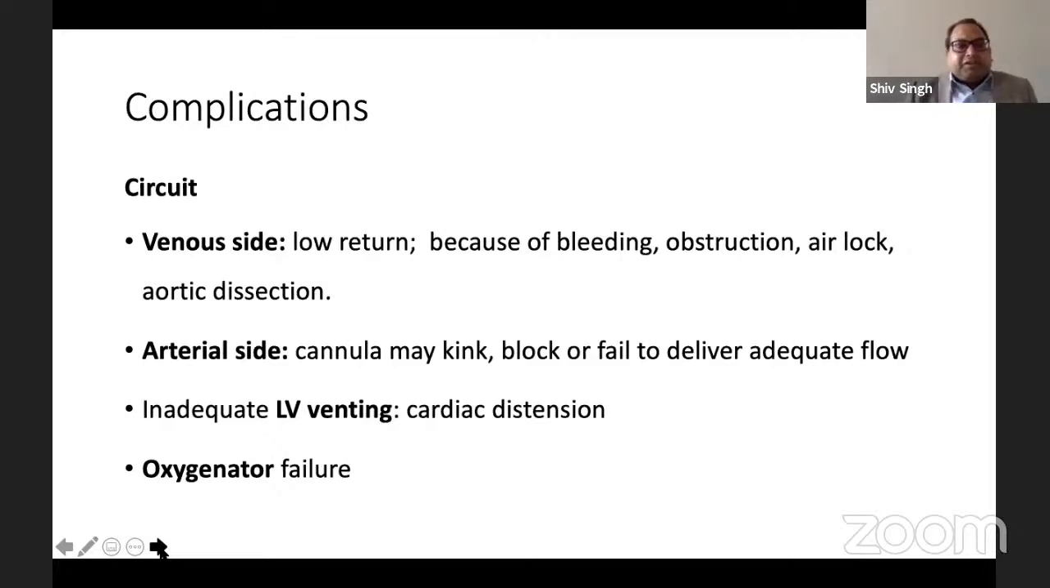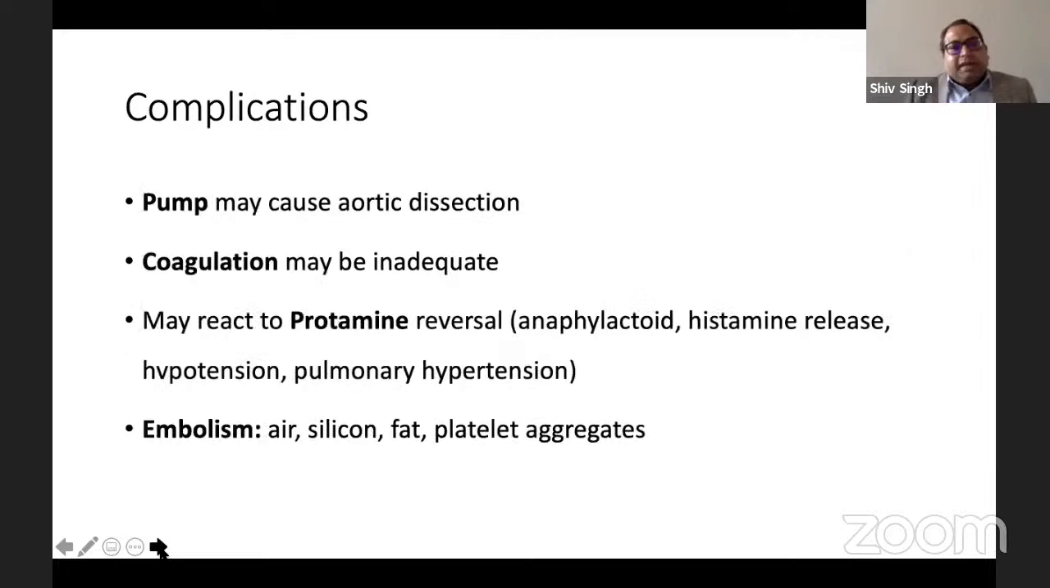There can be failure of oxygenation and removal of carbon dioxide. If the aortic cannula is in the wrong plane, that can cause aortic dissection. And as I mentioned, it's important to maintain coagulation, so maintain the ACT. If coagulation is inadequate, it can lead to problems. And the reversal with protamine is again done based on ACT.